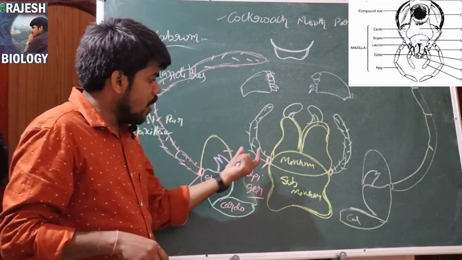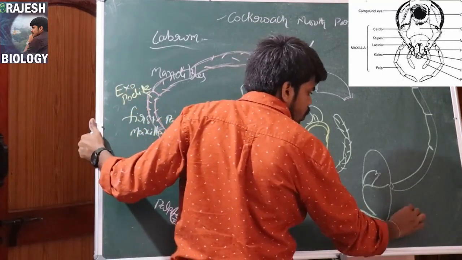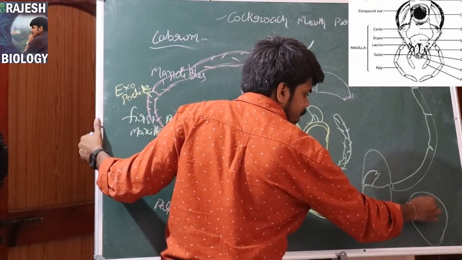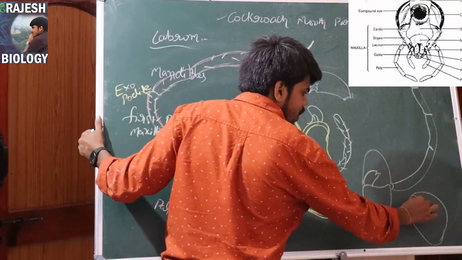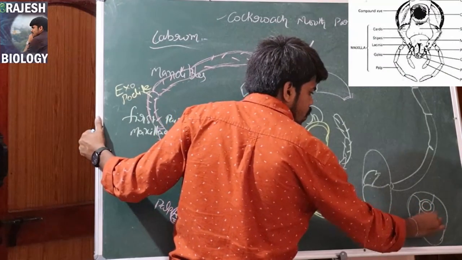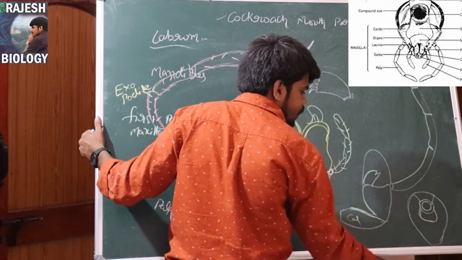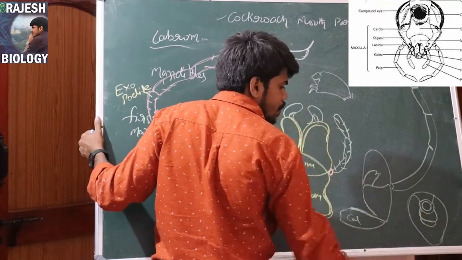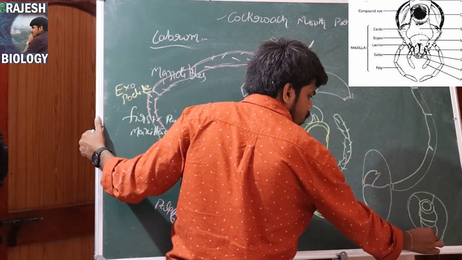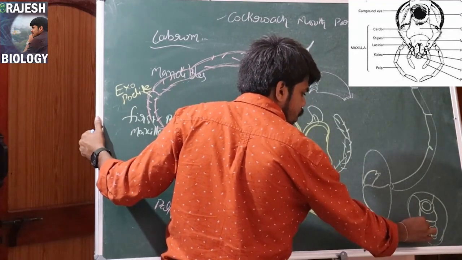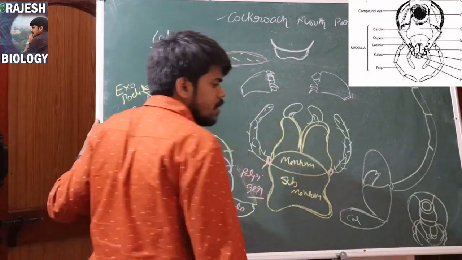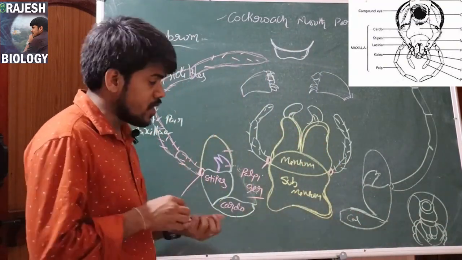Now I'll show where these are present in the head of the cockroach. If you draw the head, the posterior wall of the head is like this, and here there is the occipital foramen, and this is the occiput. Now here you can observe the submentum, the mentum and the prementum. These two are the glossa and paraglossa. From here, the labial palp.